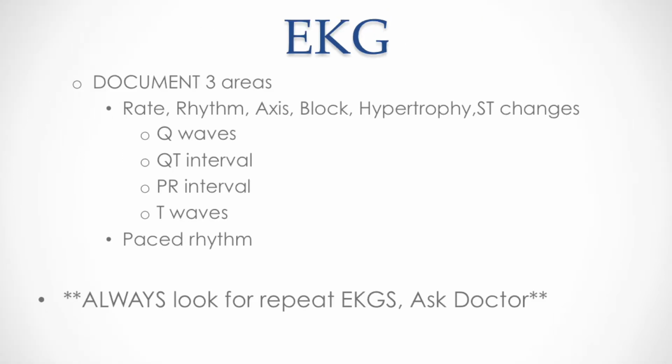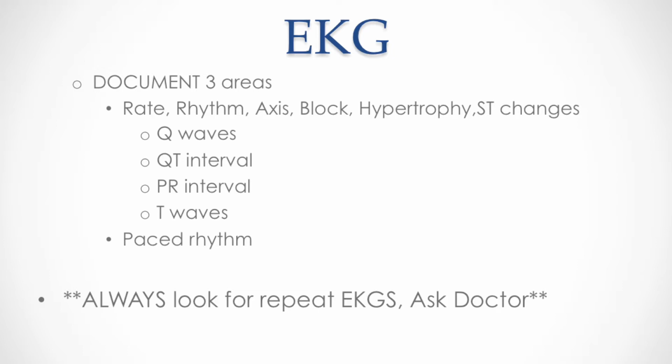So on the EKG, there are three areas that you must document in terms of telling the scribe how to interpret an EKG. There is a particular order in which we have learned how to interpret it, and sometimes we will go out of order, but the proper way would be rate, rhythm, axis, block, hypertrophy, or ST changes. We will also notate Q waves, QT intervals, PR intervals, T waves, and whether it's a paced rhythm. There are other things that we may call out in terms of what you need to notate.